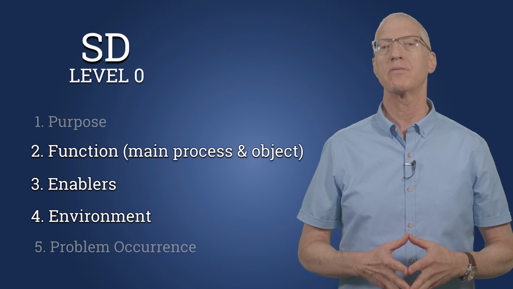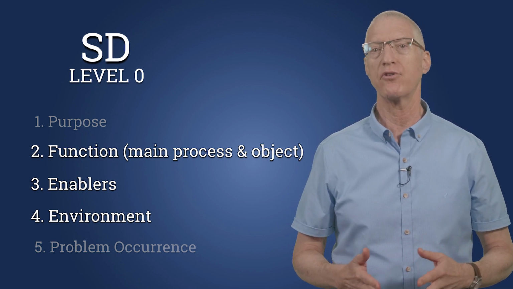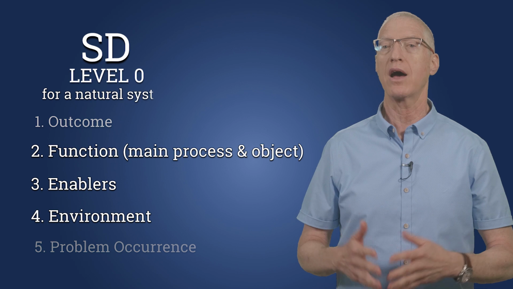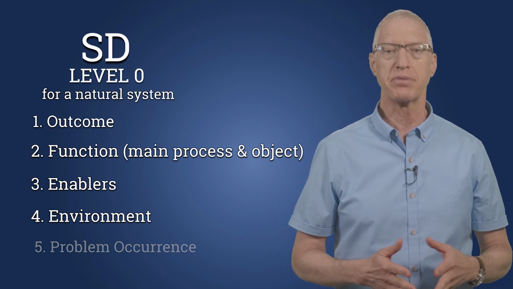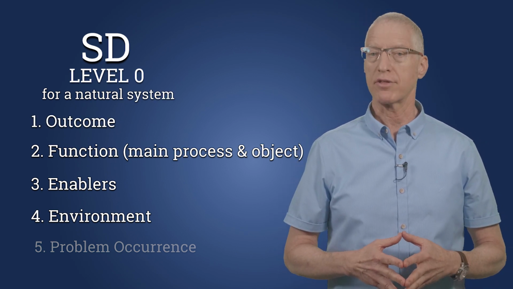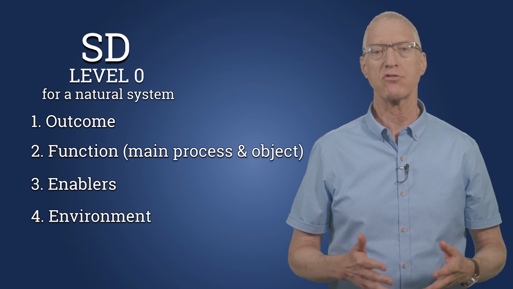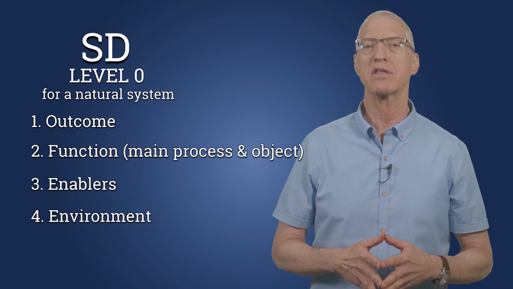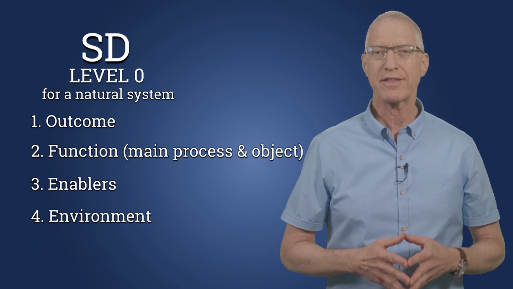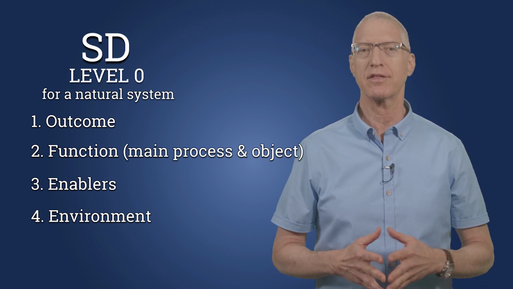A natural system was not designed by humans, and therefore in such systems we refer to the outcome rather than the purpose of the system. For a similar reason, problem creation is not relevant to the SD of a natural system. So let's start modeling a rainstorm system.